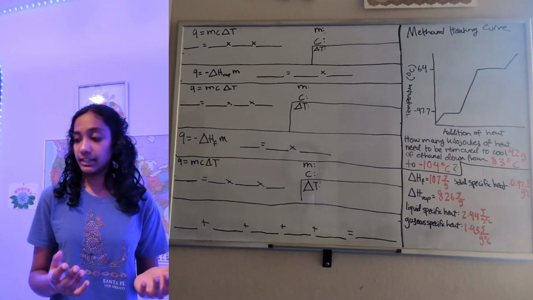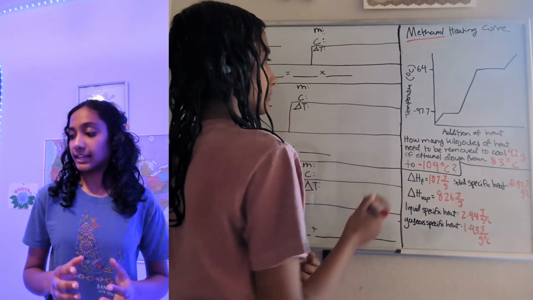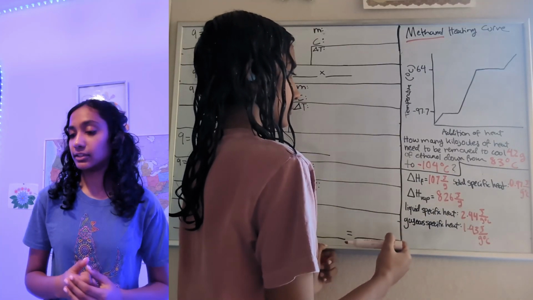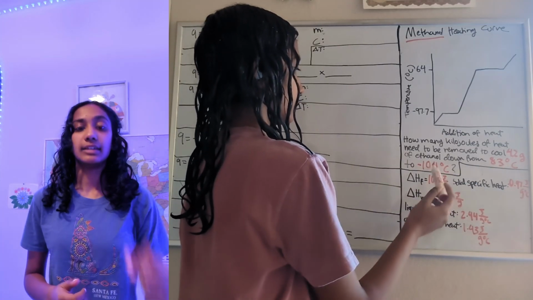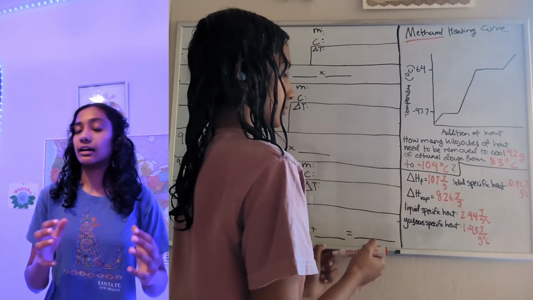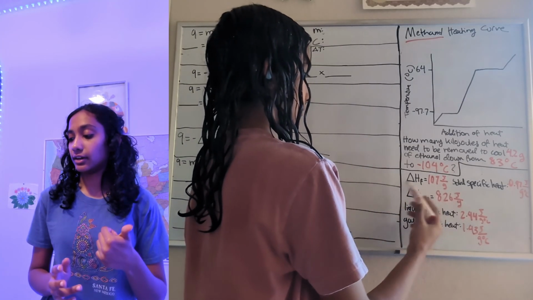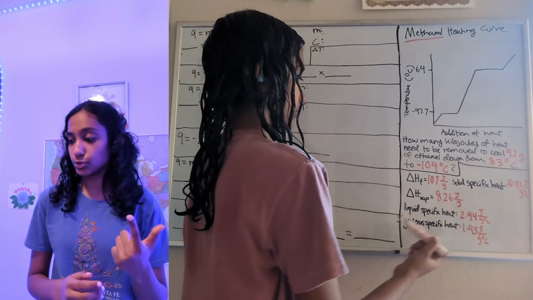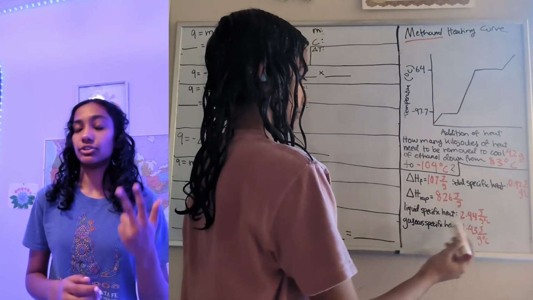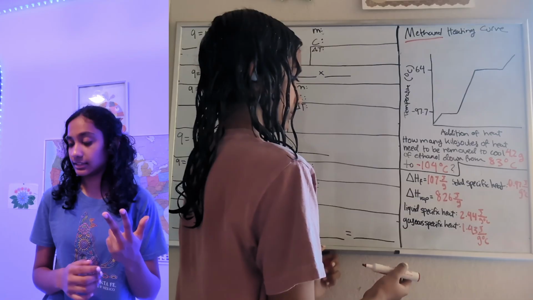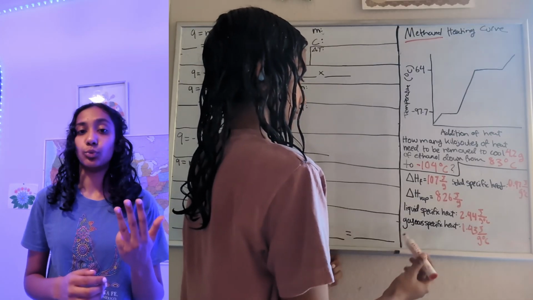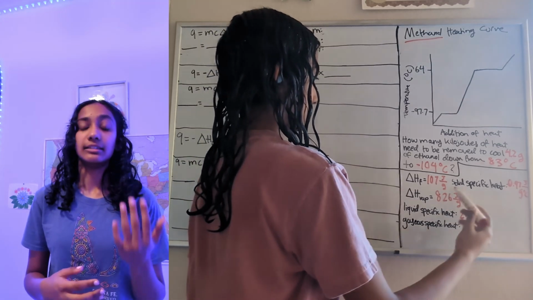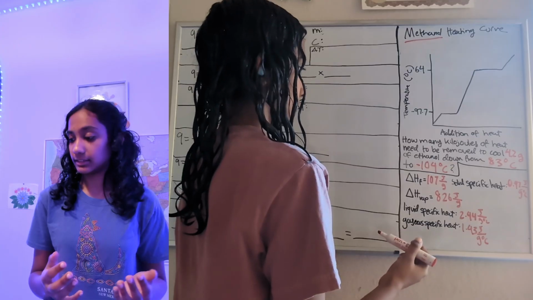This is another problem with the heating curve, this time for methanol, and it asks us how many kilojoules of heat need to be removed to cool down 4.2 grams of methanol from 83 degrees Celsius to negative 104 degrees Celsius. Assuming that its enthalpy of fusion is 107 joules per gram, its enthalpy of vaporization is 826 joules per gram, its liquid specific heat is 2.44 joules per gram degrees Celsius, its gaseous specific heat is 1.43 joules per gram degrees Celsius, and its solid specific heat is 0.97 joules per gram degrees Celsius.